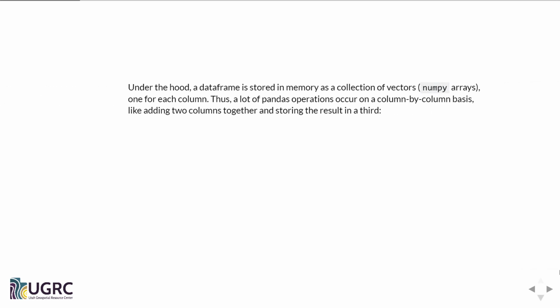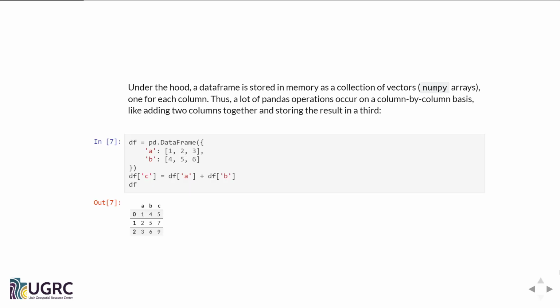And under the hood, again, it's stored as a collection of vectors, of NumPy arrays. And this is one per column. So you have to remember a lot of native data frame operations happen column by column by column. So that's one of those foundational things we need to think of. So we can add two columns together and store the results in a third. So I create this data frame with columns A and B, and then I create column C that's just A plus B. That doesn't work.